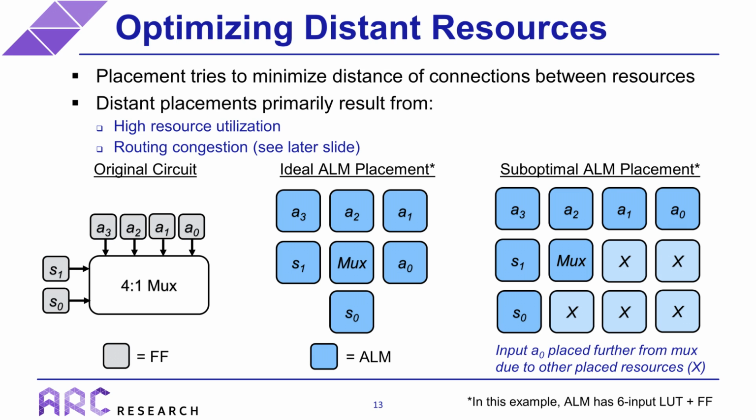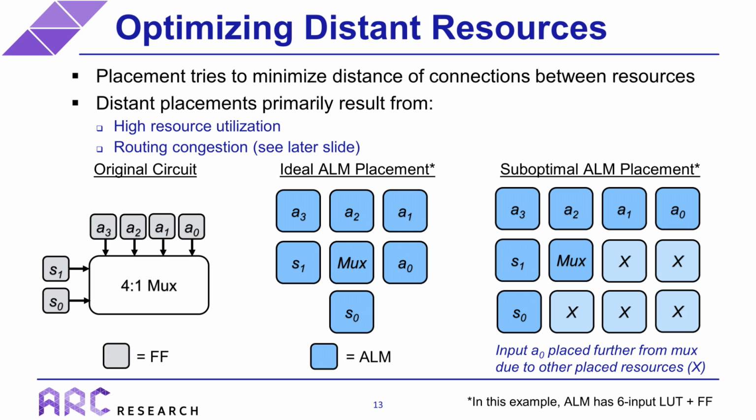So the figure at the bottom illustrates a simple example of this problem. So let's say we have the simple circuit shown here, which is just a 4-to-1 mux with flip-flops on the inputs. Now, if we consider that Intel FPGAs lay out resources in a 2D grid of what's called ALMs, we can see an ideal placement in the middle of the slide where each input flip-flop is mapped onto a separate ALM simply because each ALM provides exactly one flip-flop for this example, and then the mux itself is mapped to a separate ALM because it has 6 inputs.